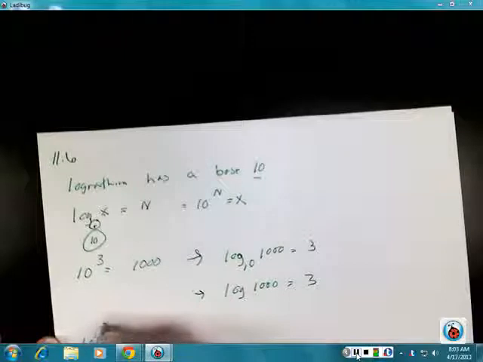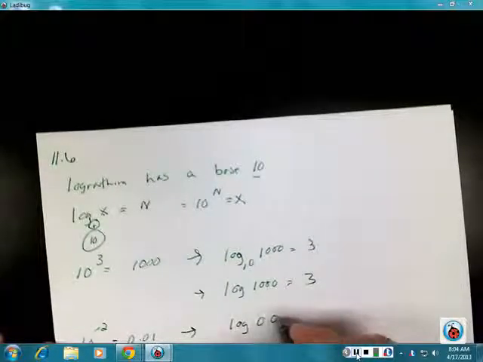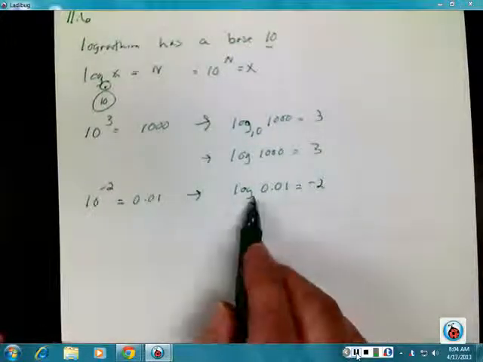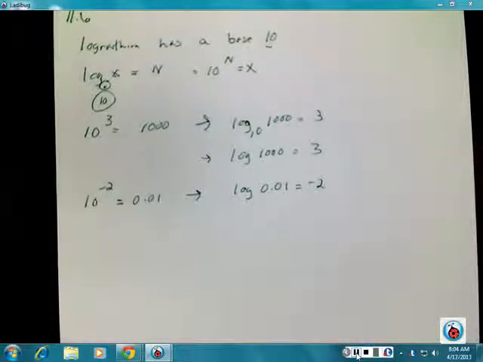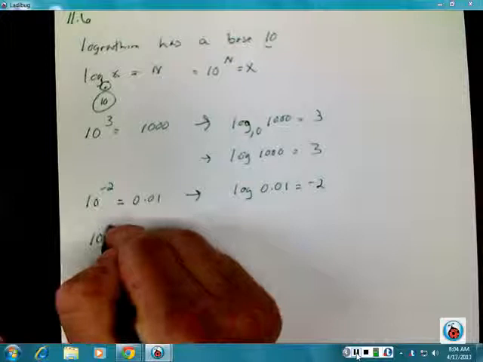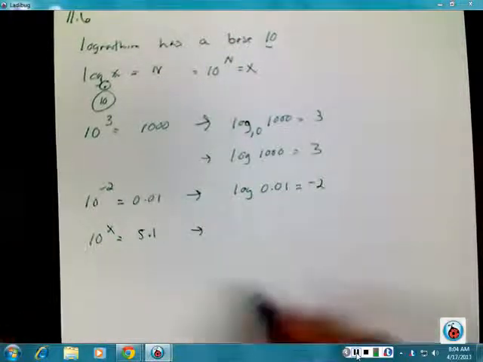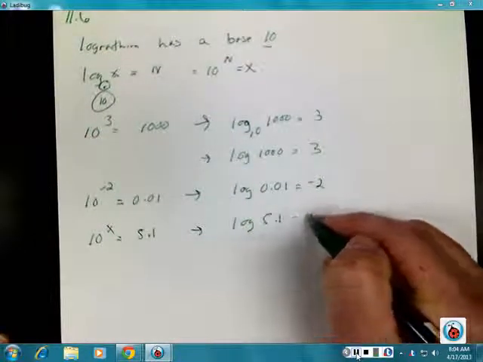If I had 10 to the negative second is equal to 100th, and I want to write that into log format, it's log 0.01 is equal to negative 2. And so that ends up becoming our pattern with that one. Notice I did not put the 10 here, because again, it's there, but we don't write it in. So then if I had 10 to the x is equal to 5.1, what that would look like as a log would be log 5.1 is equal to x.